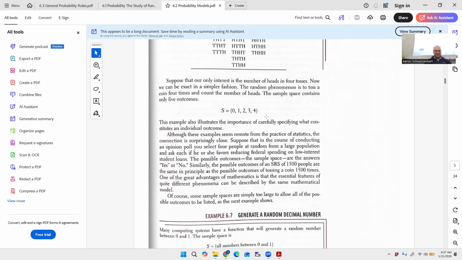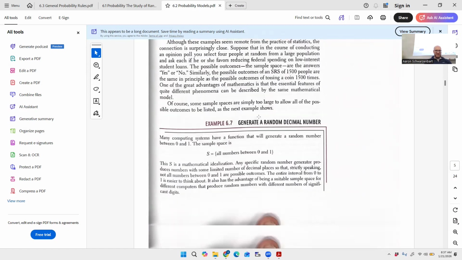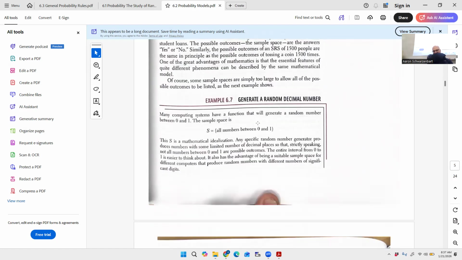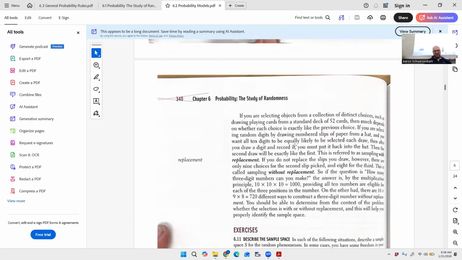My sample space is 0, 1, 2, 3, or 4 heads. Generating a random decimal between 0 and 1, each thing is equally likely. Generally, you put a limit on how many decimal places you're going to do, but what you'll do is generate a random number and pick which range corresponds with something. I prefer to just use random integers.